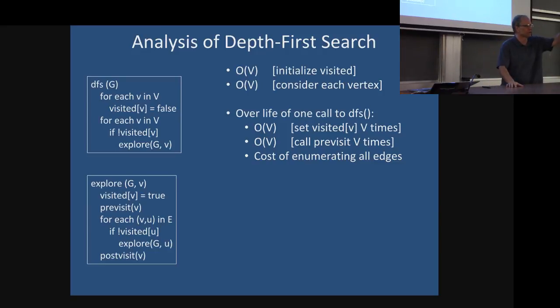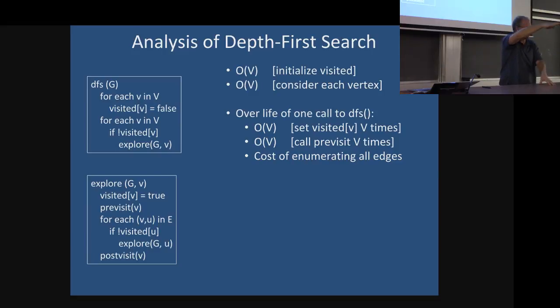You've got to go into the array, find V's list, and then you've got to look at all the things in that list. So the complexity is the length of that list. Well, how long is that list? It could be as long as V. It could be as short as 0.